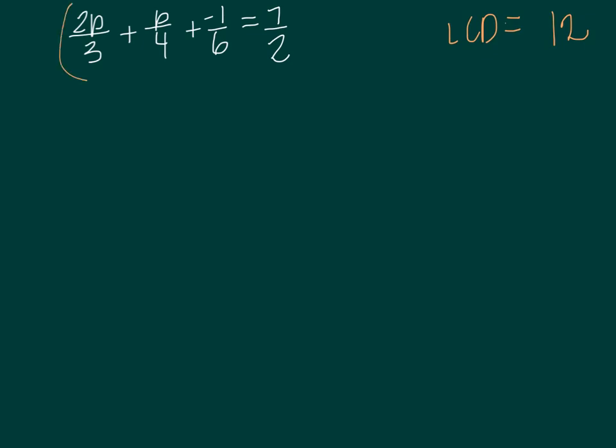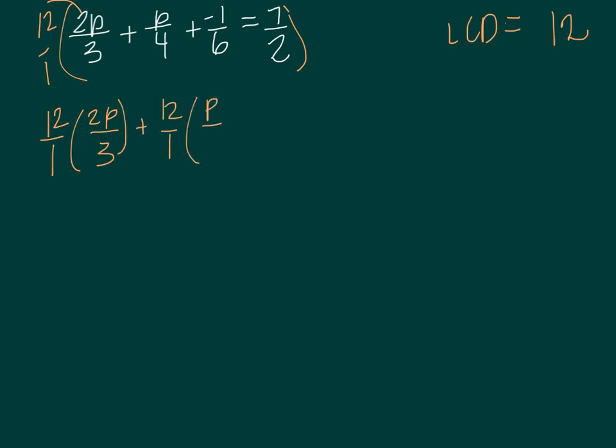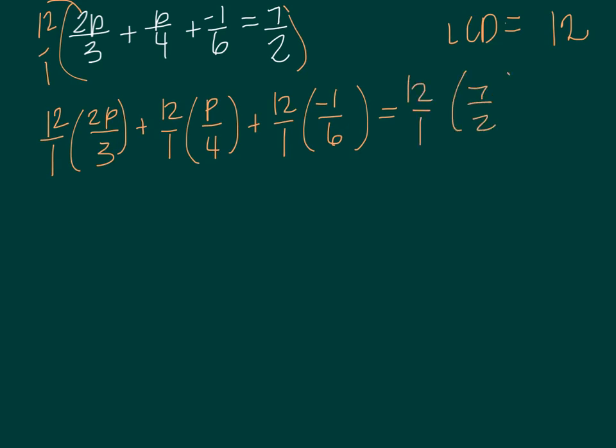So we are going to multiply this whole thing by 12 over 1. Remember, that means we are going to have to distribute it and take it to every term. So we're going to do 12 over 1 times 2p over 3 plus 12 over 1 times p over 4 plus 12 over 1 times -1 over 6 equals 12 over 1 times 7 over 2.